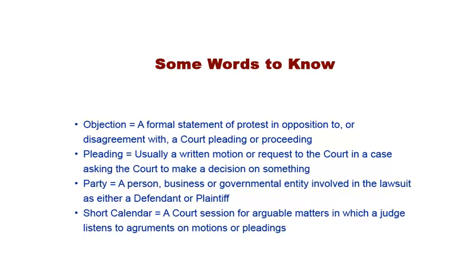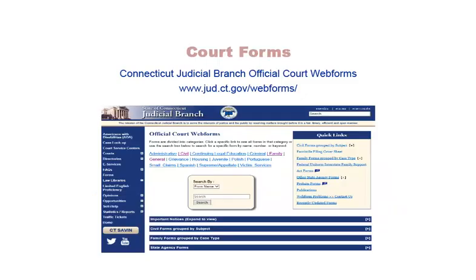Short calendar for arguable matters refers to a court session in which a judge holds a hearing or listens to oral arguments on pleadings, motions, or objections and issues a ruling. A hearing is required for some motions and objections. Other motions may not require a hearing, but a party can request one.